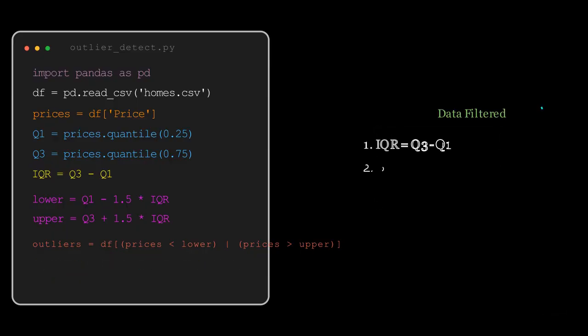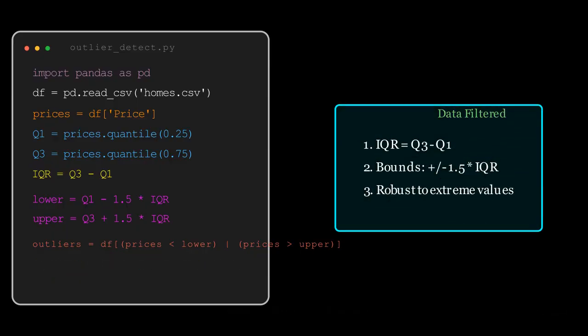Once detected, you have a choice. You can remove the outliers to normalize your model or investigate them further, as they often contain the most interesting information in a study. Pandas makes this cleaning process seamless, allowing you to drop these rows with a single line of code, ensuring your machine learning models are trained on reliable, representative data.